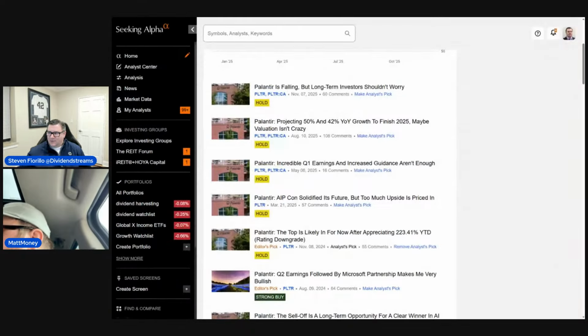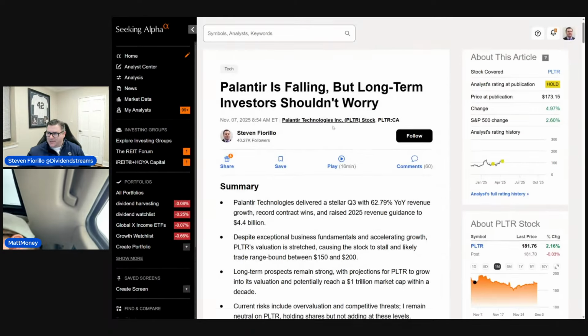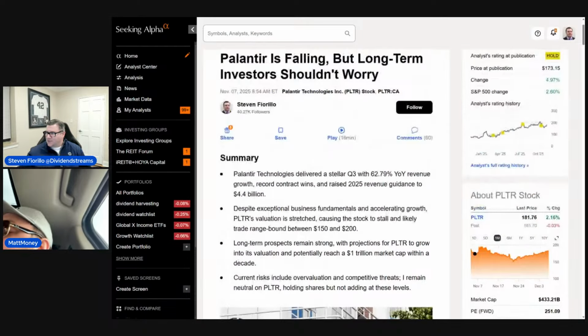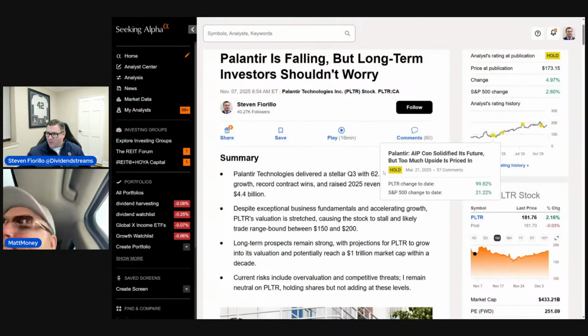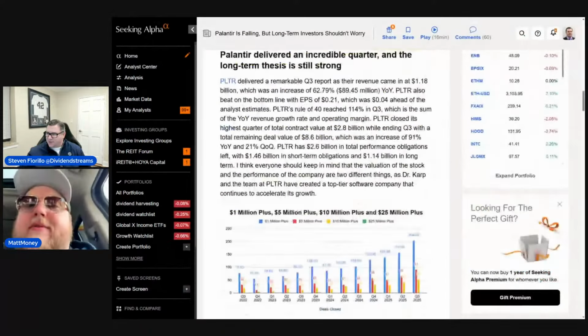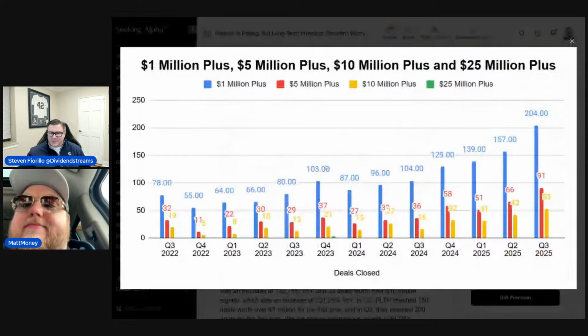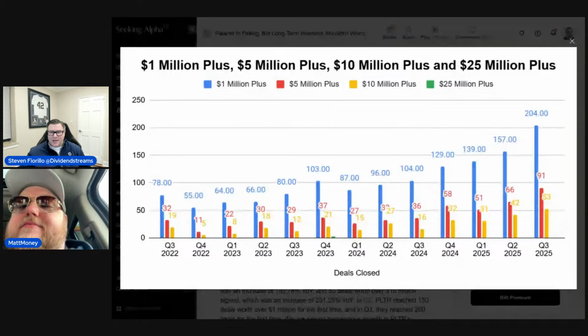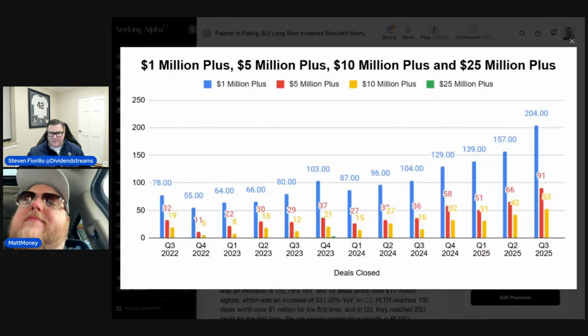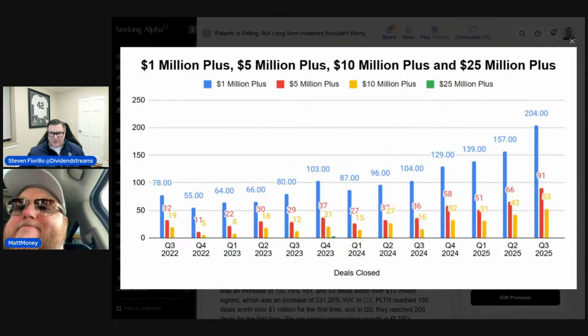And what I wanted to show everybody is, since my last one, it's really gone sideways. But this is one of the best companies I've ever seen. When you look at the deals that they've done on the 1 million plus level, this is an S curve in growth quarter over quarter, a complete S curve. 204 deals over $1 million of revenue in Q3 2025, 91 of them more than 5 million, 53 of them more than $10 million. That's incredible statistics.